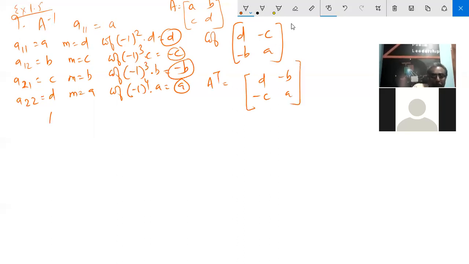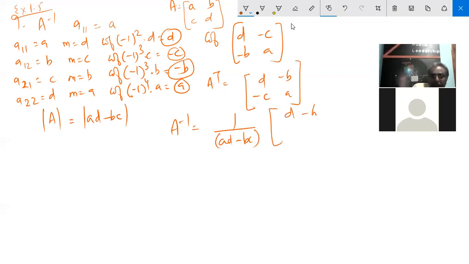Then the determinant is equal to AD minus BC. So A inverse will become 1 by (AD minus BC) into D, minus B, minus C, A. Is it coming? Which one is coming? Looks like C is coming. So C is correct. All right.